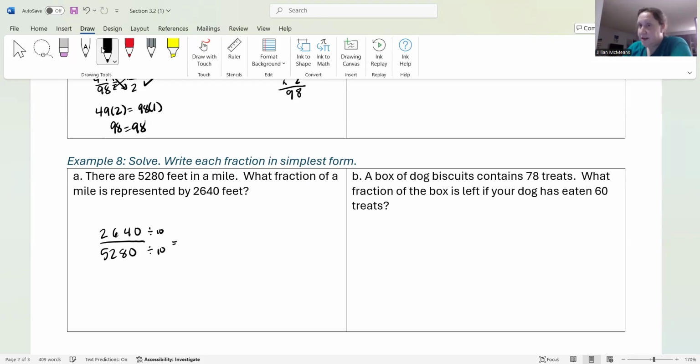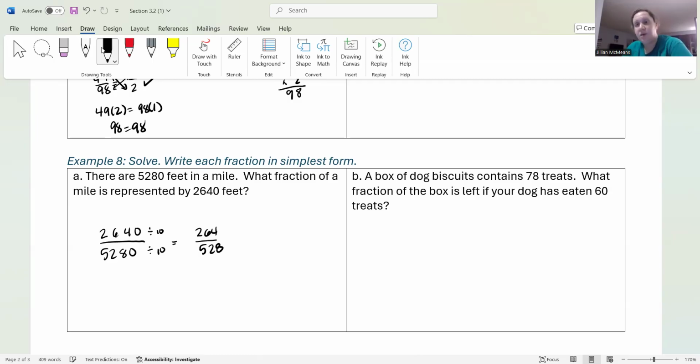So when I divide by 10, I just knock a 0 off. So 10 will go into 2,640, 264 times. And 10 will go into 5,280, 528 times. So you just knock that 0 off.